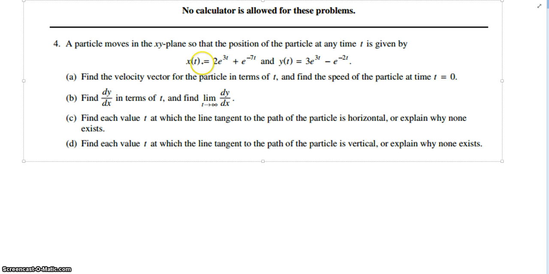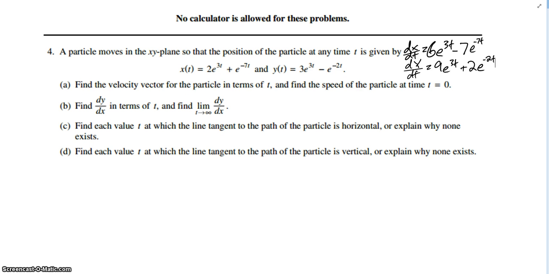So the first thing I'm going to do is take the derivative of x with respect to t and the derivative of y with respect to t. I just put those two first derivatives up in the top right corner because those are two things we're probably going to use over and over again. A is find the velocity vector for the particle in terms of t, and then find the speed of the particle when t equals 0.